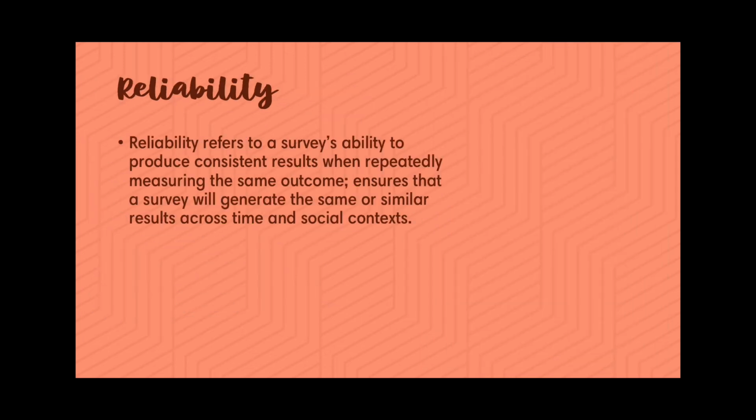So we're done talking about validity, which basically answers the question: are you really precisely measuring what you intend to measure? Are the indicators in your scale really contributing to the understanding of the variable that you want to gauge, measure, evaluate, or assess? Reliability, on the other hand, refers to the ability of a survey to produce consistent results when repeatedly measuring the same outcome. It ensures that a survey will generate the same or similar results across time and social context.